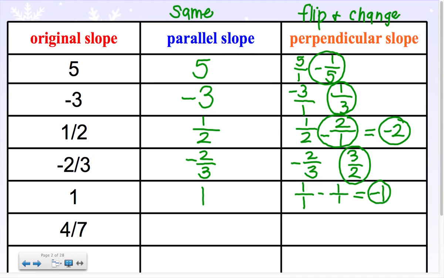A line parallel to 4/7 would be 4/7. If I flip it, it would become 7 over 4, and it would become negative.